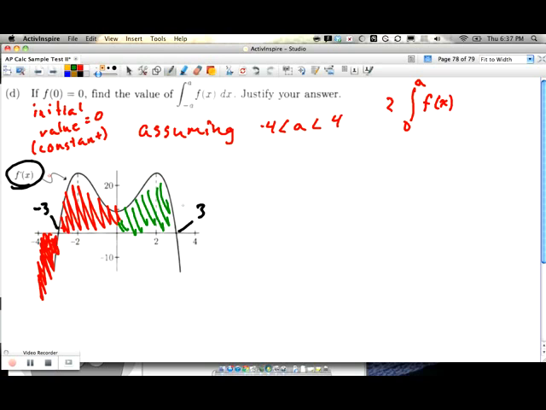I don't know if they're looking for something else. I don't see it really possible to find exact values otherwise. We don't know the actual function here. So we can't do much more than that. So justify our answer. How do we justify that? It's because the function is even.